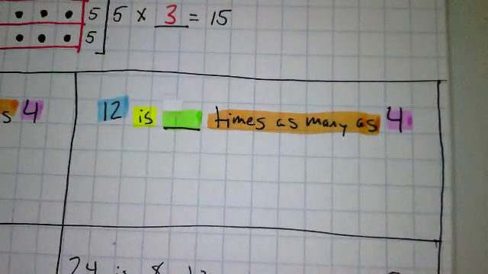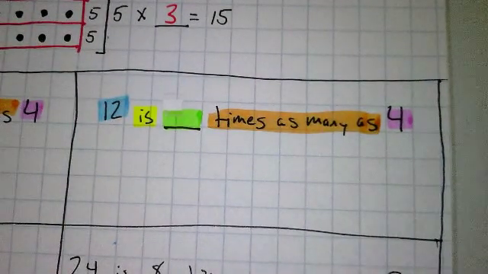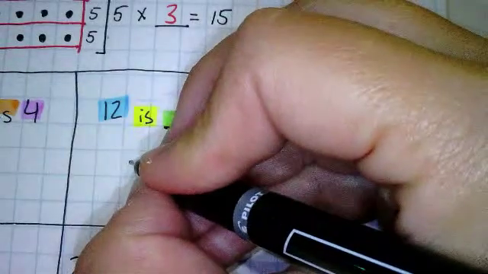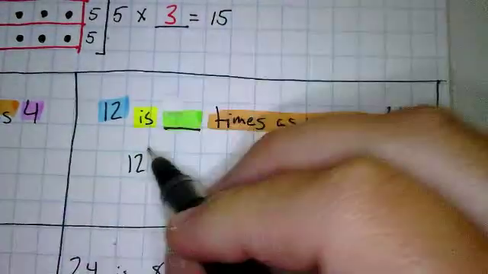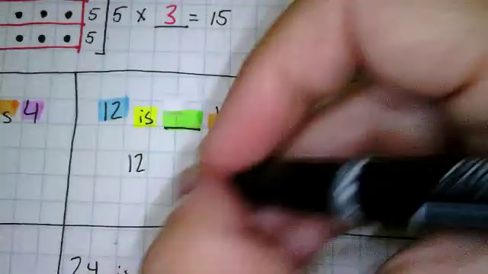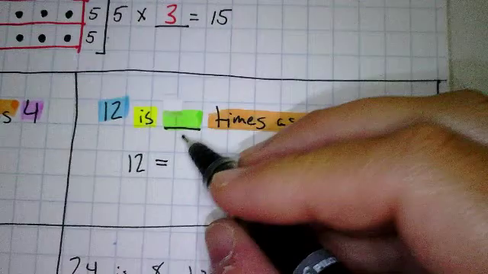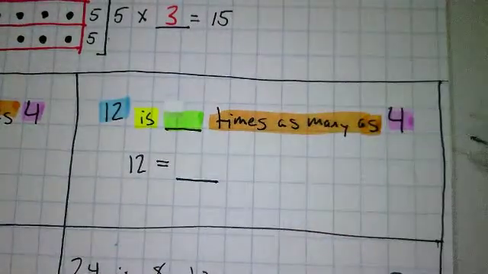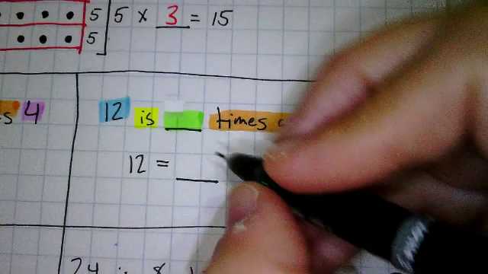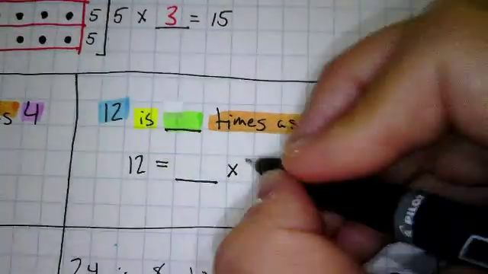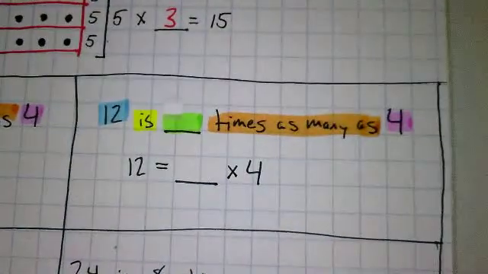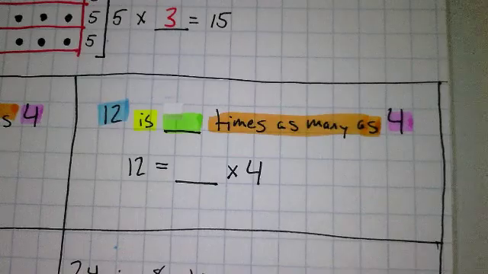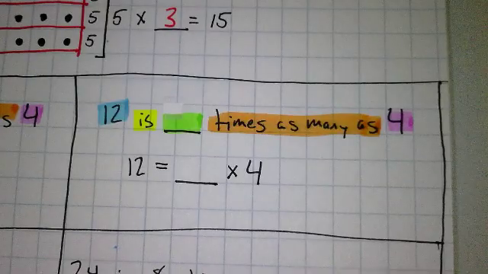So, when I rewrite this, I'm going to rewrite it as 12. My "is" stands for what? Equal. An equal sign. 12 equals my blank stays a blank. Times as many as stands for what? Multiplication. And my 4 stays a 4. So 12 equals blank times 4. 12 is blank times as many as 4.